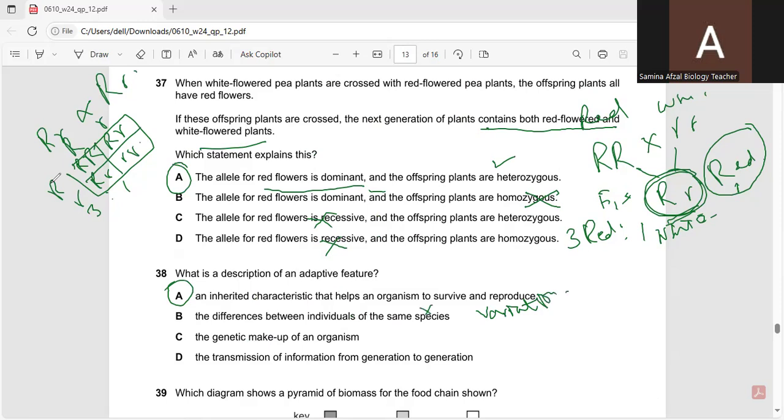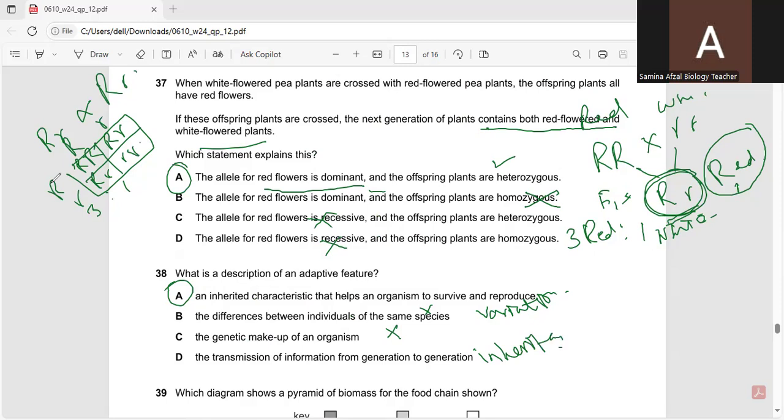The genetic makeup of an organism is called genotype. That is not an adaptive feature. So this is not the correct option. So D is the transmission of information from generation to generation. This is inheritance. This is not an adaptive feature.